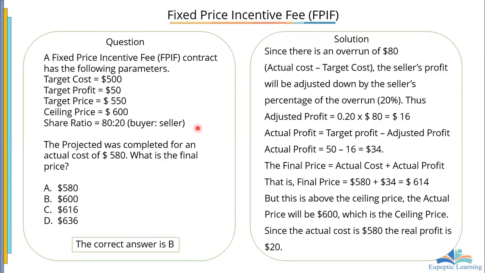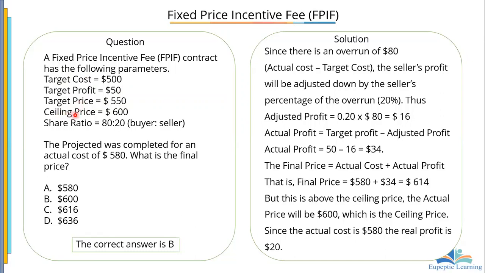Okay, now we're going to look at fixed price incentive fee, which we said puts the buyer at an advantage. So again, there's a target cost which we have estimated to be 500, and then there's a target profit which is $50. And so if we look at the target price, in other words, the total price of the project, it is going to be 550.